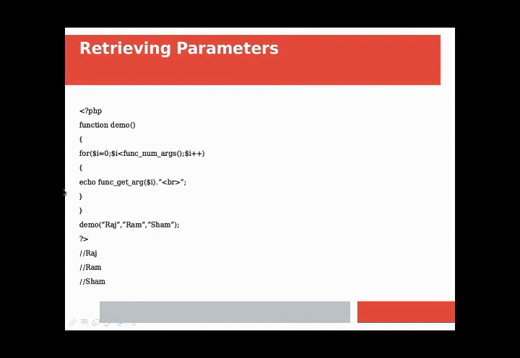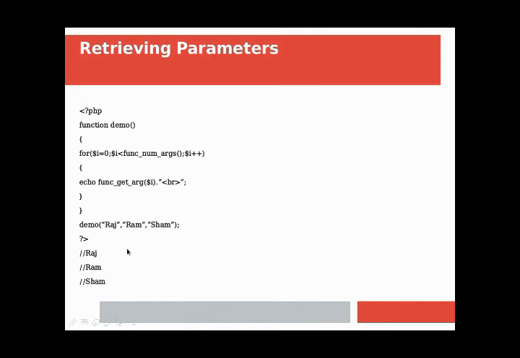Again another example, here function demo. Here for $i equal to 0, according to the syntax of for, here is the initialization, then semicolon, $i less than func_num_args, empty parentheses. So here it is the condition, semicolon, and $i++ means increment, here the updation according to the syntax of for. We have used this statement in function demo. And then here echo func_get_arg, and in brackets $i. So break again, and two right curly brackets we close here.